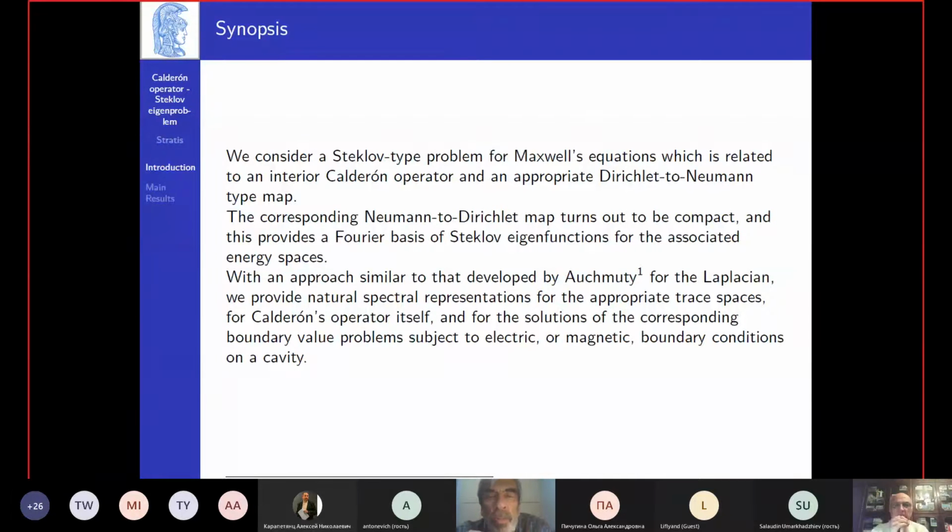We use an approach similar to the one that was developed some years ago by Auchmuty for the Laplacian. And so we give a kind of natural spectral representation for the trace spaces, the operator itself, the Calderon operator, and the solution of the corresponding boundary value problems with respect to different appropriate conditions.